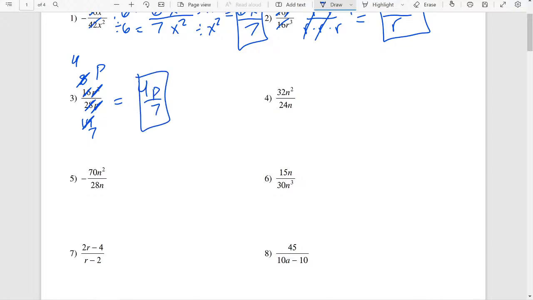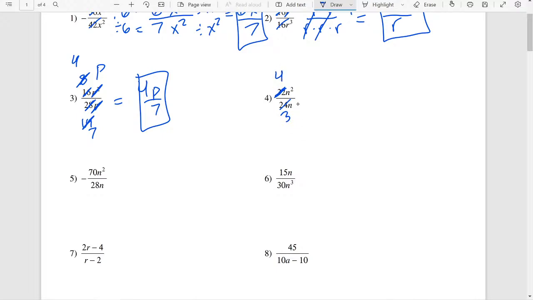I have 4 and p in the numerator, and then I have 7 in the denominator. All right, that's my favorite way to do it, and that's the way that I'm going to do it from here on out, because I think that's the fastest way, and that's the way that I think you want to build into. 32 and 24 both divide by 8.